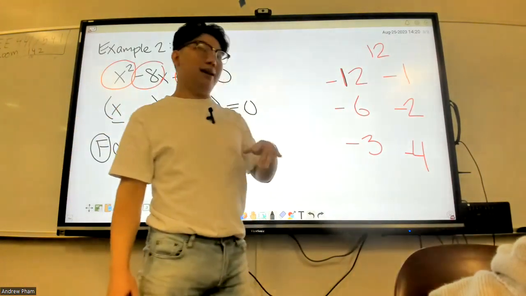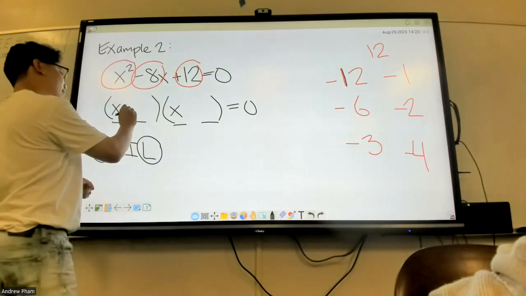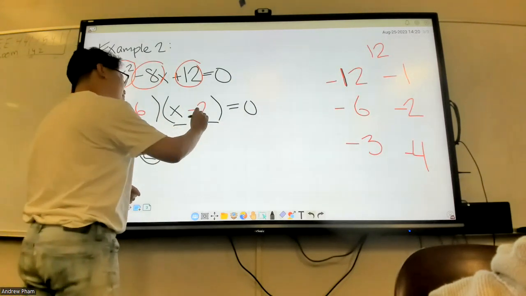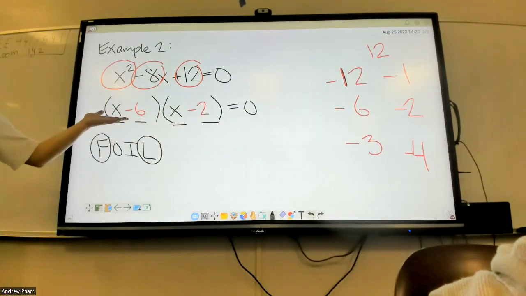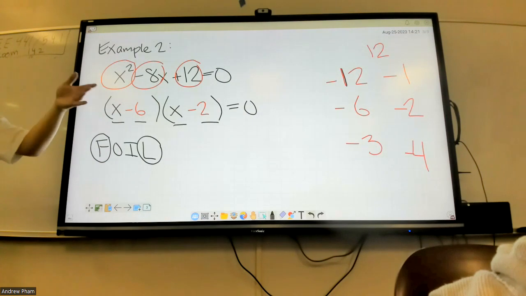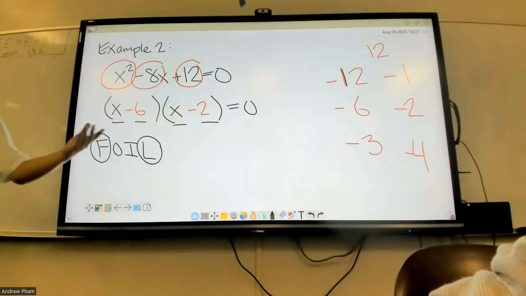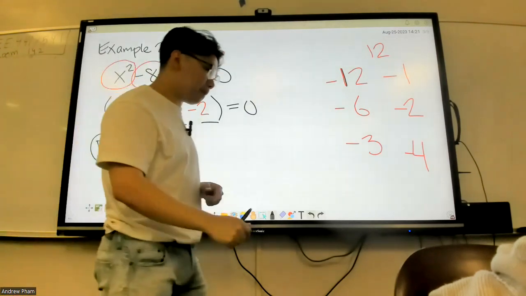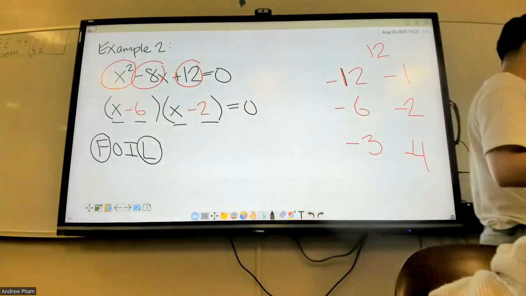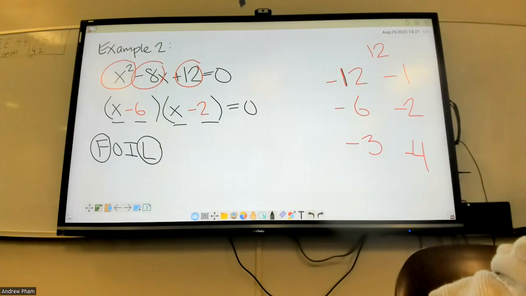Yeah, -6 and -2. So -6, -2. Or you could put x minus 2, x minus 6. It doesn't really matter. 2 times 3, same thing as 3 times 2. It doesn't matter for the order. So what we just did is we factored this trinomial.